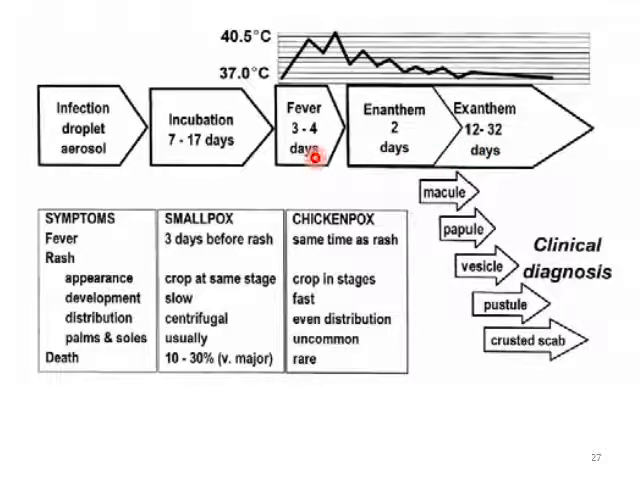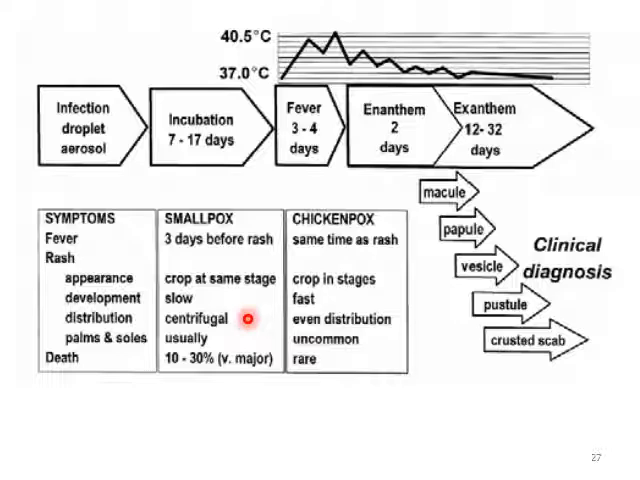Now this pattern of fever and the appearance of the rash helps in differentiating between smallpox and chickenpox. So how is smallpox differentiated from chickenpox? In smallpox, the fever is 3 days before the rash, and in chickenpox, the fever is at the same time as the rash. And based on the appearance of the rash, in smallpox, the rash crops at the same stage, and in chickenpox, the rash crops in stages. The rash develops slowly in smallpox and fast in chickenpox.